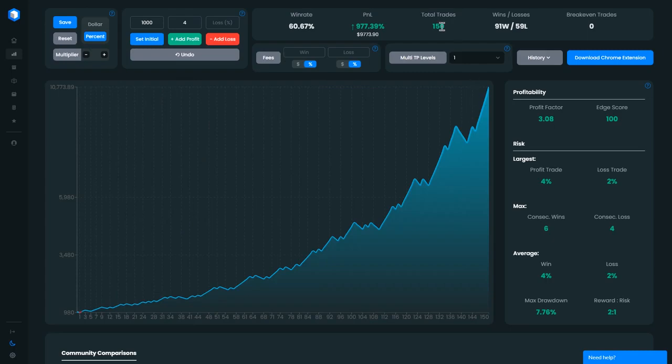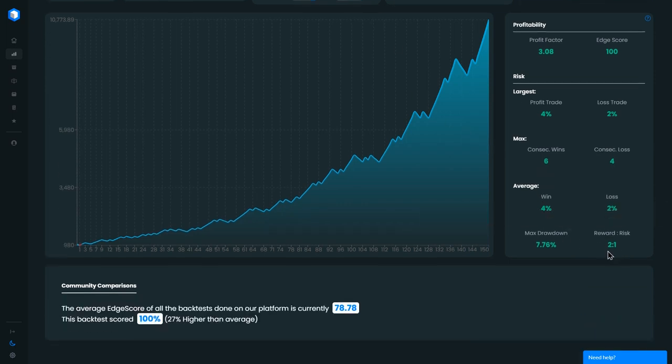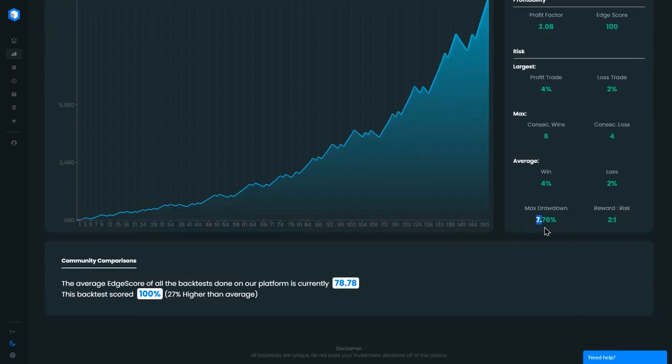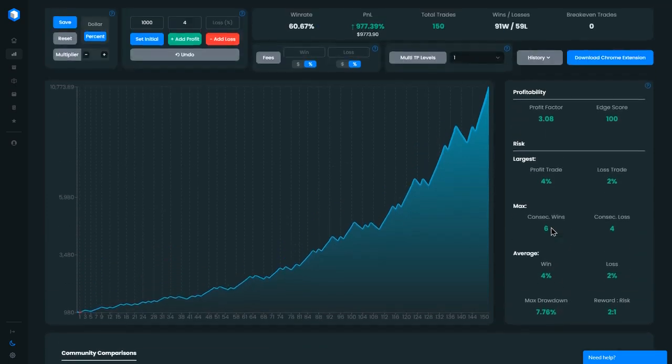After 150 trades, we see that the win rate of this strategy was 60.67% and the gain on the account was 977%. These numbers are really good for a 1:2 risk to reward ratio. We see that it had an amazing profit factor of 3.08, 6 consecutive wins against 4 consecutive losses, and a maximum drawdown of 7.76%. Also, the backtesting for this strategy took 9 months.